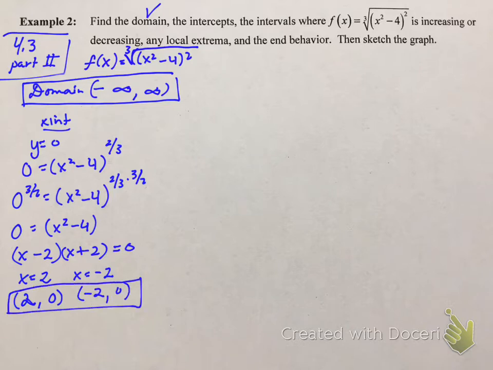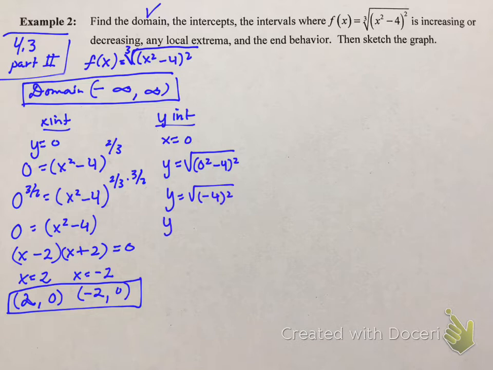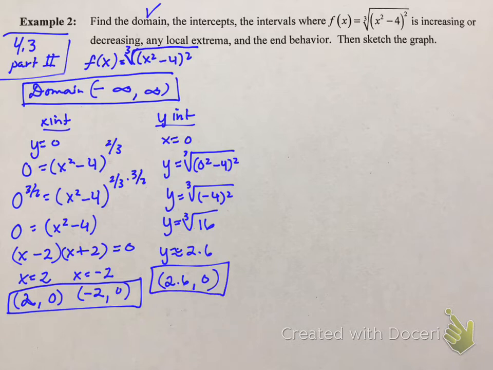Now let's take care of the y-intercept. You let x equal 0. So if we plug in 0 for x, I get 0 squared minus 4 squared. So y equals the cube root of negative 4 squared. Y equals the cube root of 16. And that's approximately equal to 2.6. So that y-intercept is going to be 0, 2.6. Okay, so I have the intercepts done.